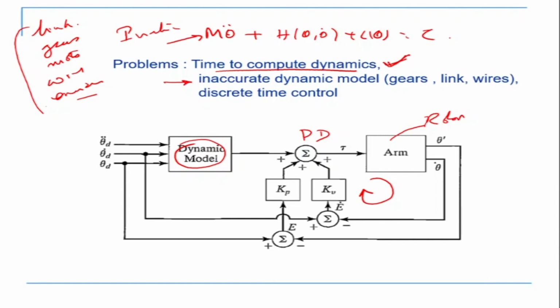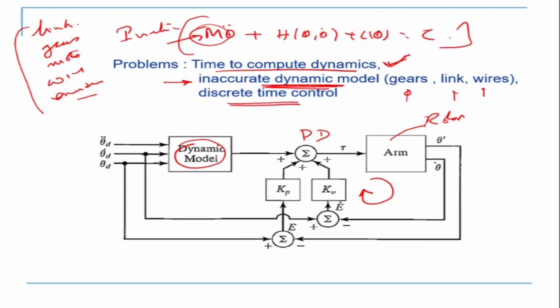So there is inaccuracy in the dynamic computation itself because the gear inertias, link weights, these are not known accurately. So if this term is not accurate, then even if you can compute the dynamics in real time, your answer is not very accurate because this equation will not give you an accurate answer.